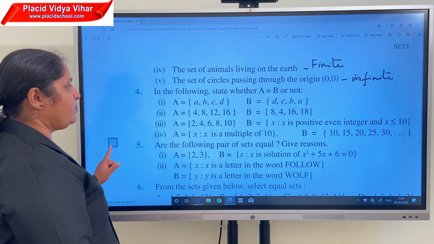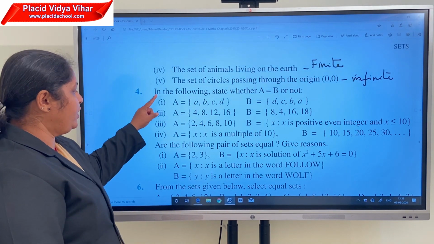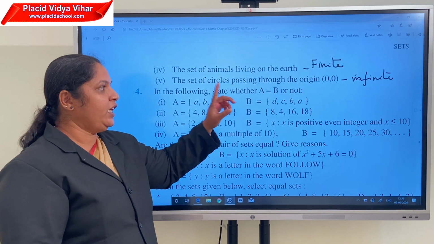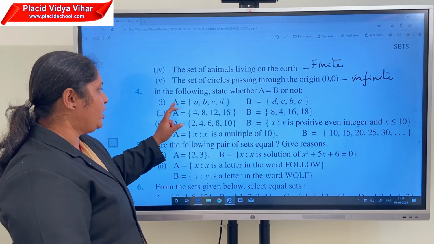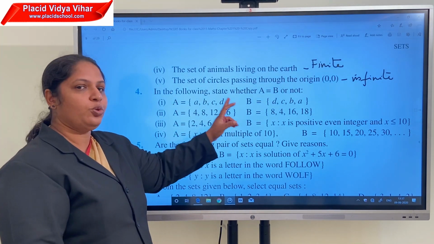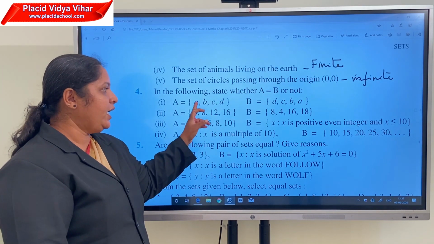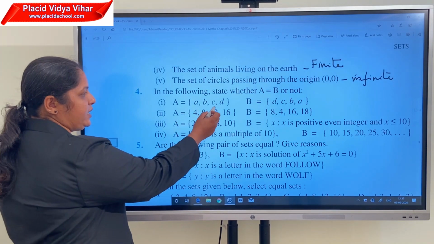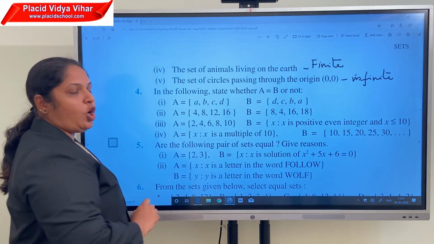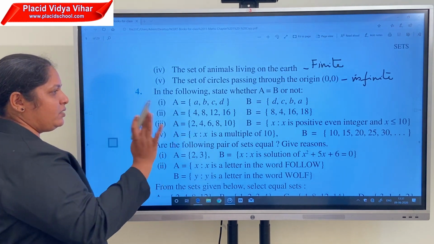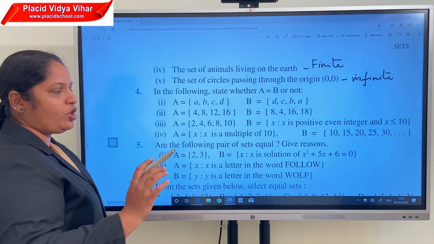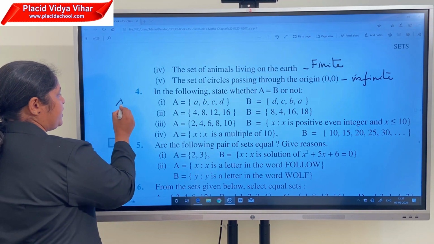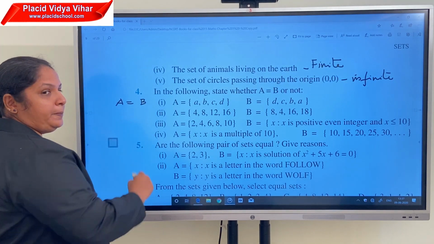Moving on to question number 4. In the following, state whether A equal to B or not. Look at the two sets, compare the two sets, and we have to write whether A equal to B or A not equal to B. In the first set, the elements A, B, C are all the same but written in a different order. That is not a problem. So we can write for the first one, A is equal to B.